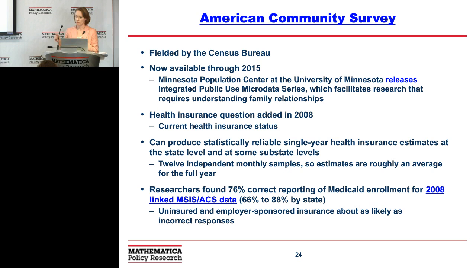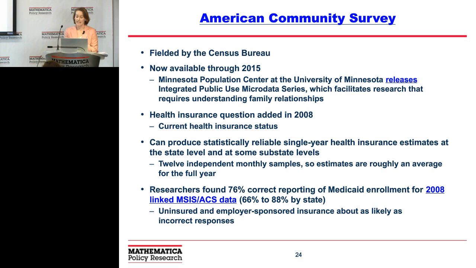It is 12 independent monthly samples, so the estimates you can think of are about an average for the year. That's relevant when we start thinking about states that changed policy at some point during the year, right? So you're getting an average of what that policy was like if they, for example, expanded coverage in April or September instead of January 1.